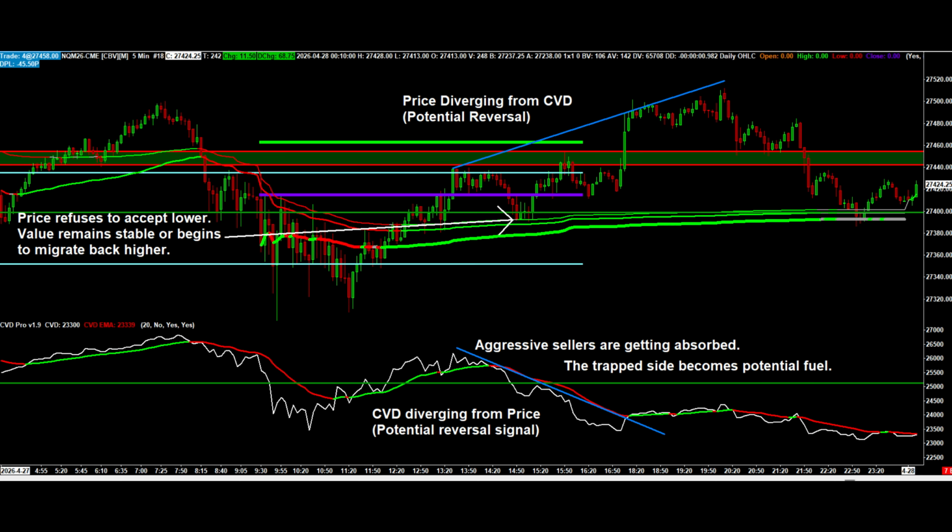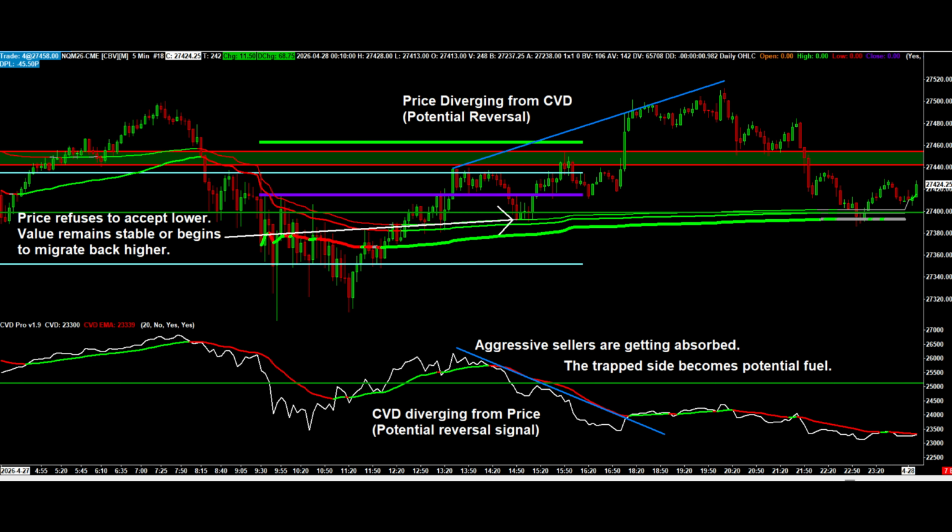Example 4, absorption against CVD. Now let's cover a more advanced example. Sometimes CVD looks very bearish. Aggressive sellers are clearly active. CVD Pro continues pressing lower, but price stops making meaningful downside progress. At the same time, the SMF value migration study is not confirming lower migration. Value is not cleanly shifting lower. The auction may still be holding inside the prior accepted area. This is a major warning for shorts. If sellers are aggressive, but price cannot accept lower, those sellers may be getting absorbed. This is not automatically a long either, but it is a reason to stop trusting the short side blindly.